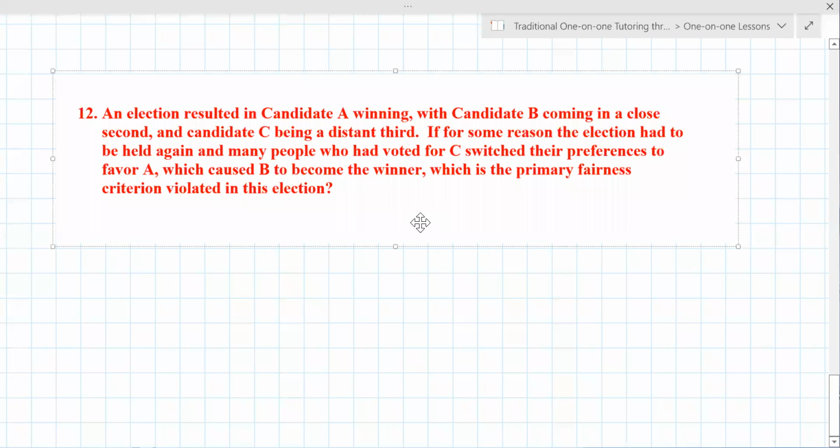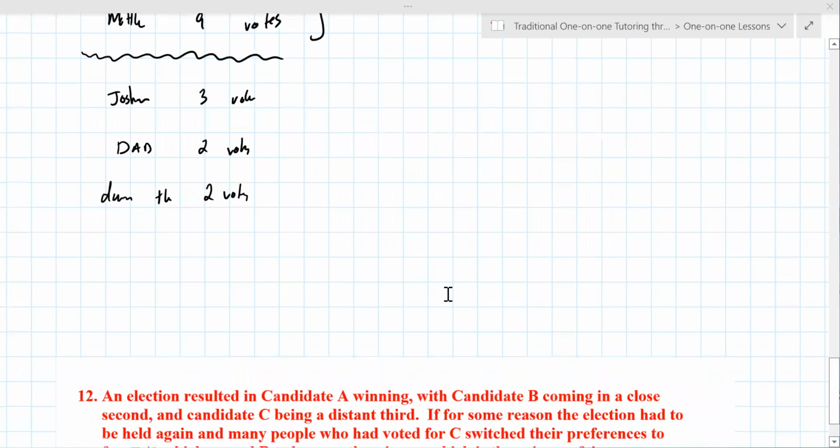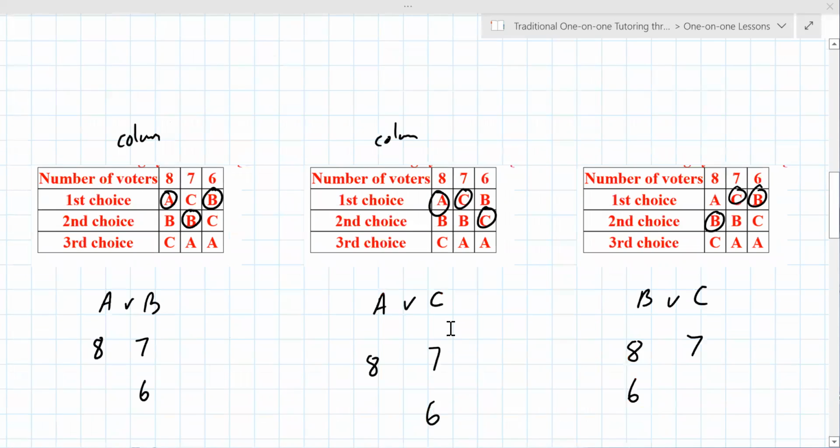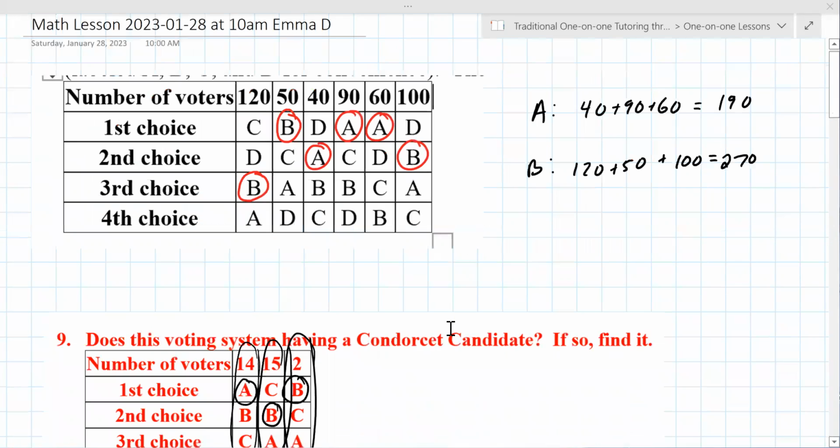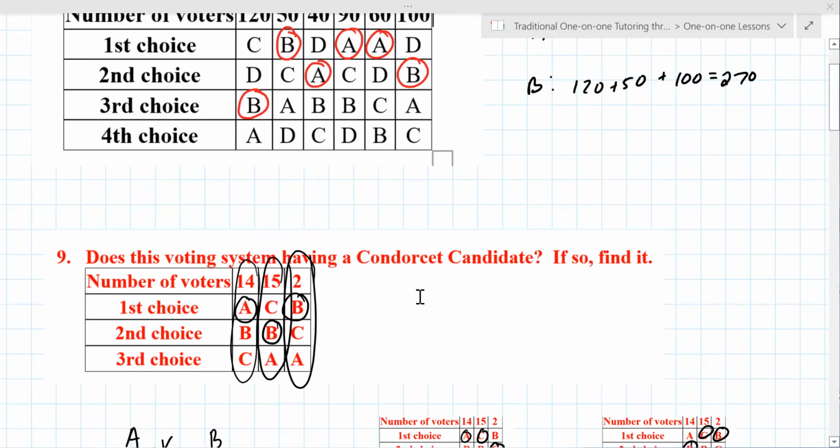Right. Okay, so this I believe is what we were just studying, which is the Condorcet. What was it called here? Condorcet candidate. Okay.